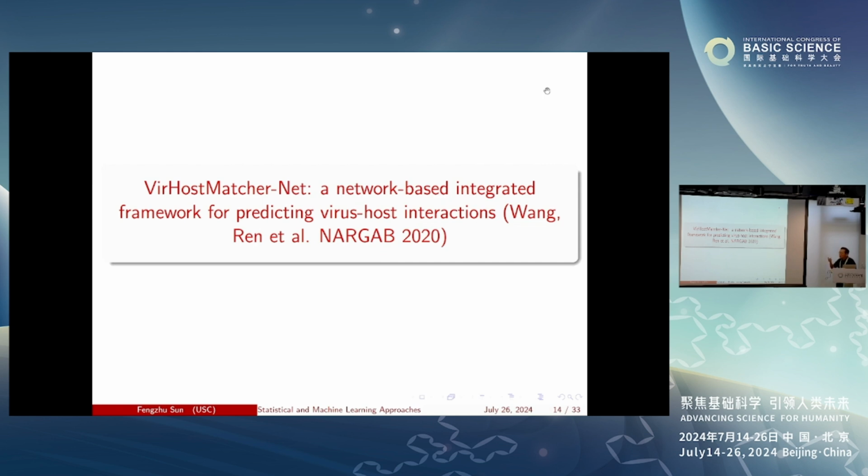Because viruses can kill some bacteria, trying to identify those viruses that impact or kill bacteria has become a hot topic these days. So that's just one particular application for the virus-host interaction.